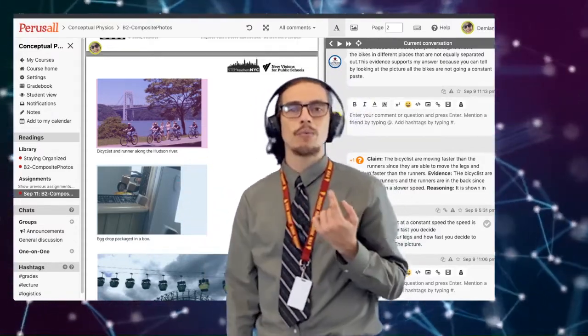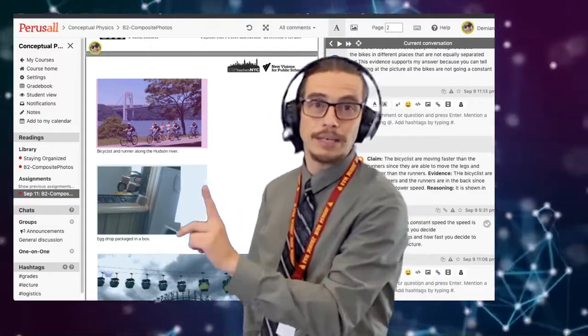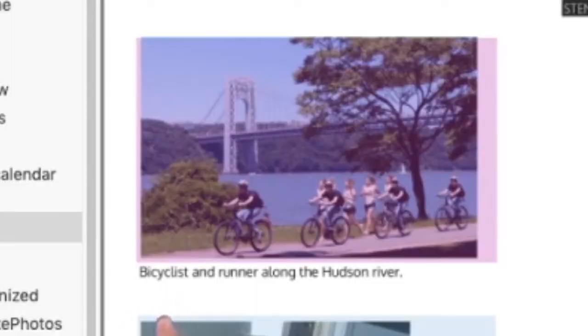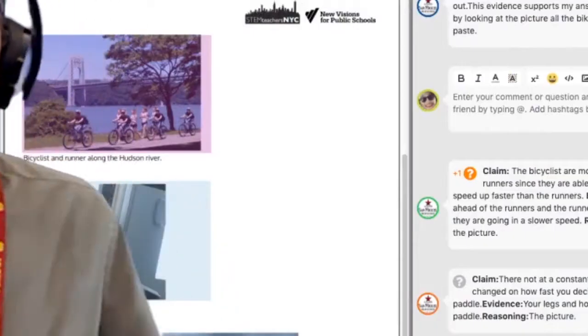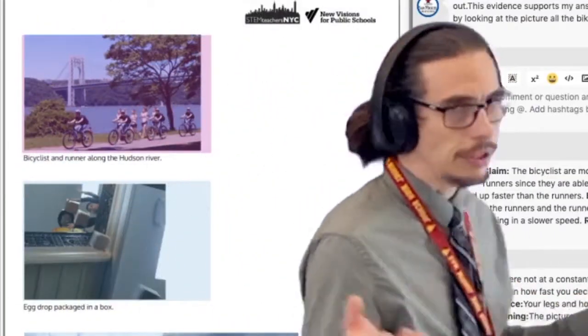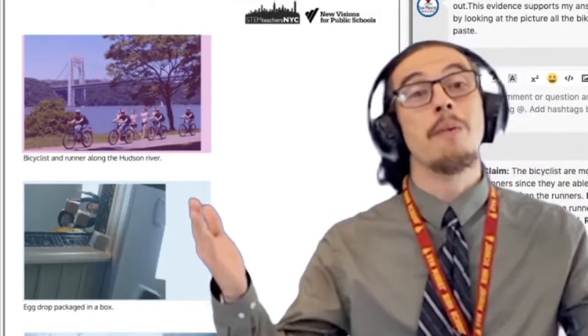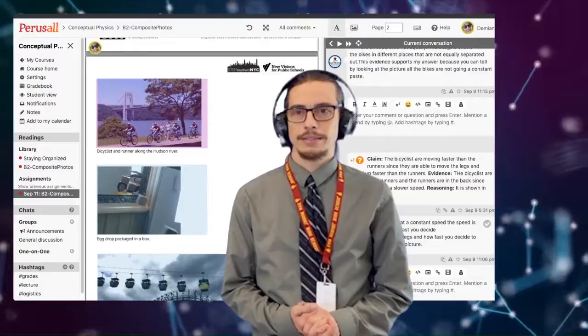But let's look at where the bicyclist ends up. The bicyclist ends up here. The runner is back here. Now the bicyclist is in front of the runner. Yeah, that was really cool. Those of you who just noticed if something's moving faster, they're going to cover more distance. That's your reasoning. All right.